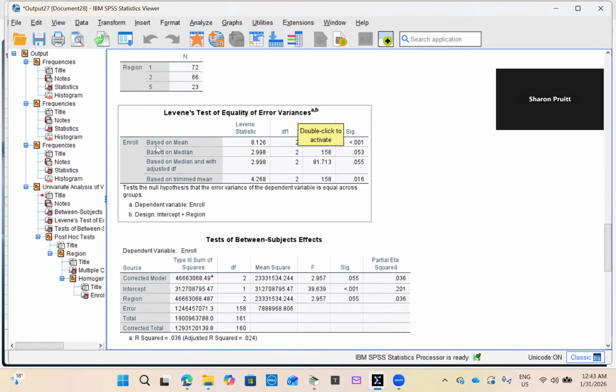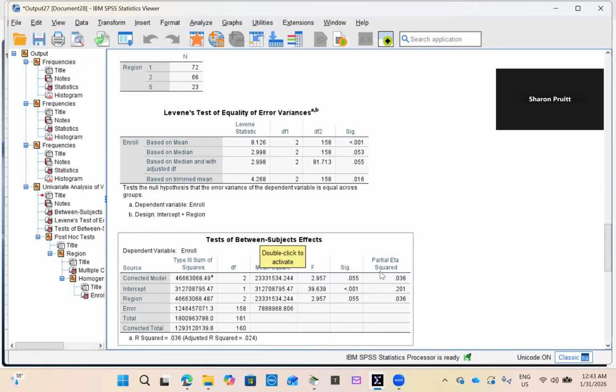Based on the mean, note in the mean row, Levene's statistic is 8.126, taking into account degrees of freedom 1, which is 2, and degrees of freedom 2, 158. F is equal to 8.126. Sig is less than 0.001, indicating that the variances across regions 1, 2, and 5 are not equal.